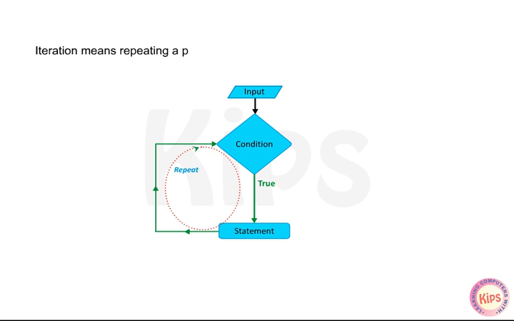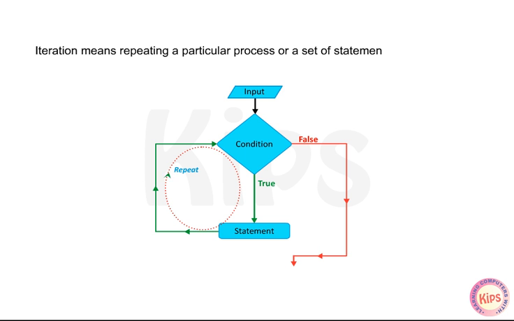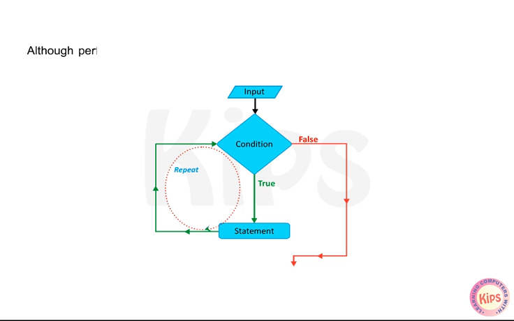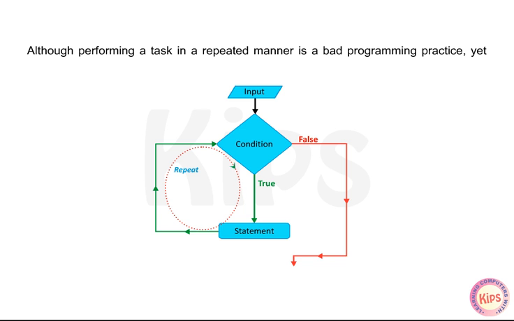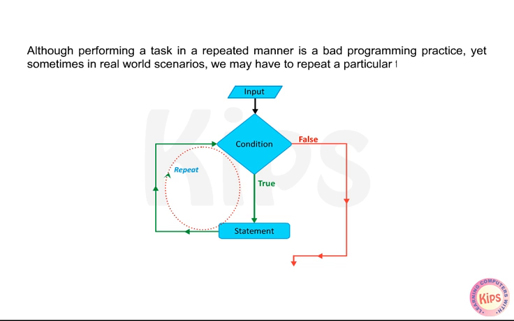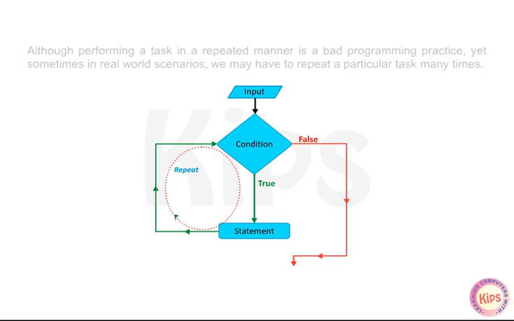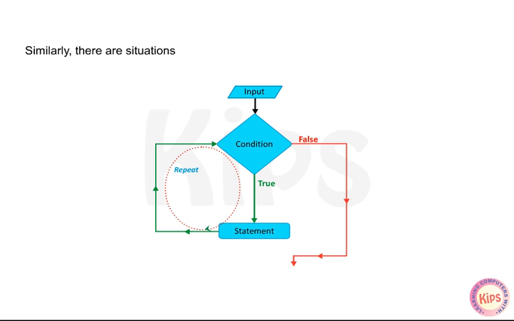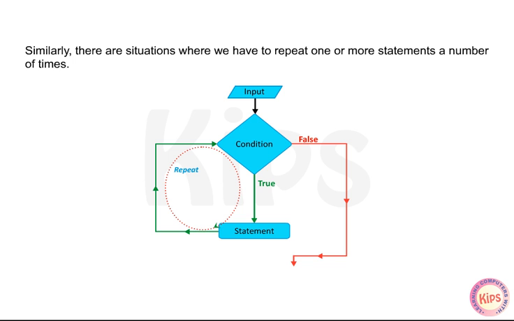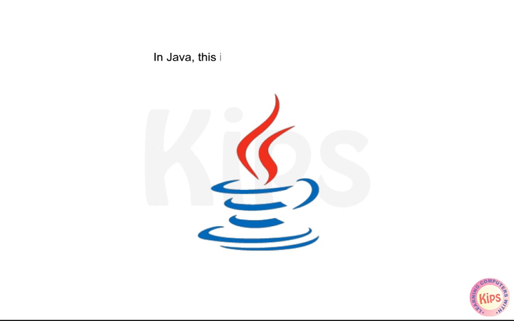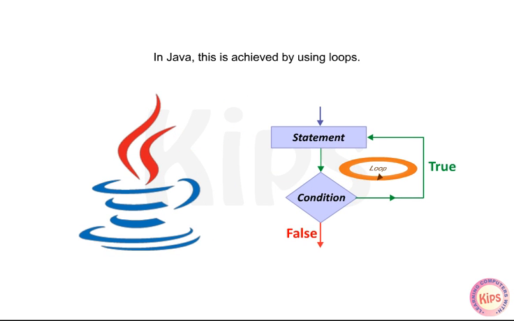Iteration means repeating a particular process or a set of statements according to the requirements of the program. Although performing a task in a repeated manner is a bad programming practice, yet sometimes in real-world scenarios, we may have to repeat a particular task many times. Similarly, there are situations where we have to repeat one or more statements a number of times. In Java, this is achieved by using loops.